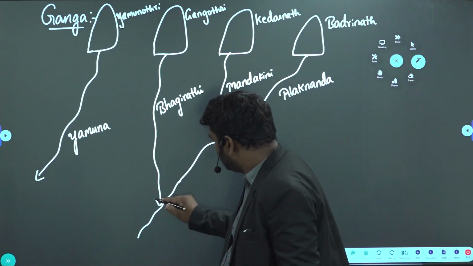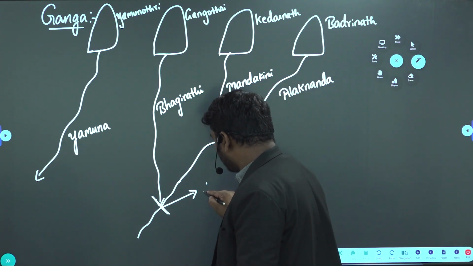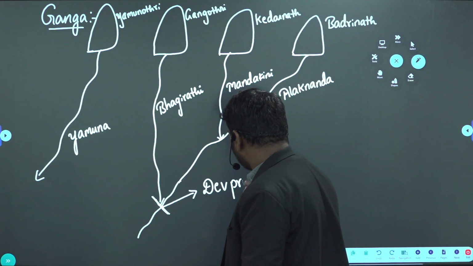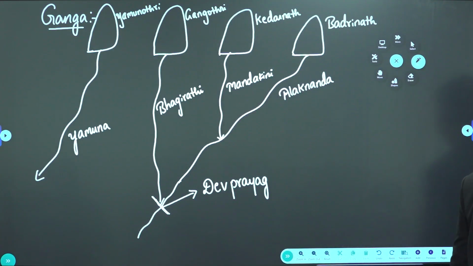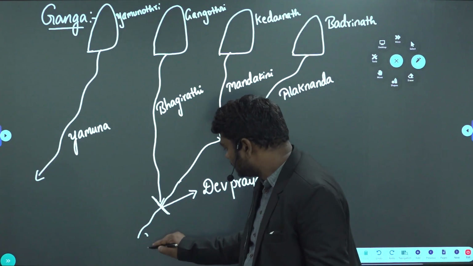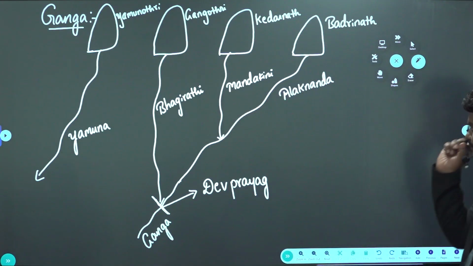The place where Bhagirathi joins Alaknanda is Devprayag. And below that it is known as Ganga. Guys, shall I move?